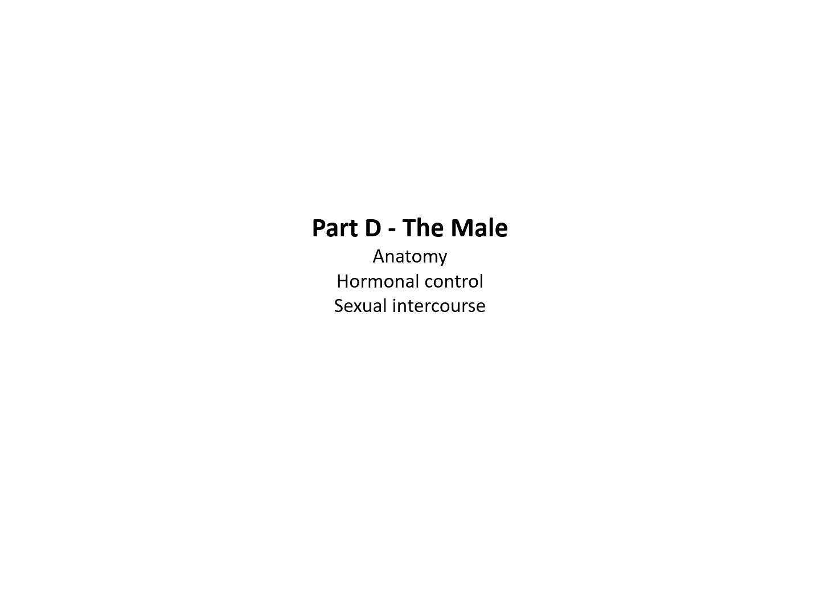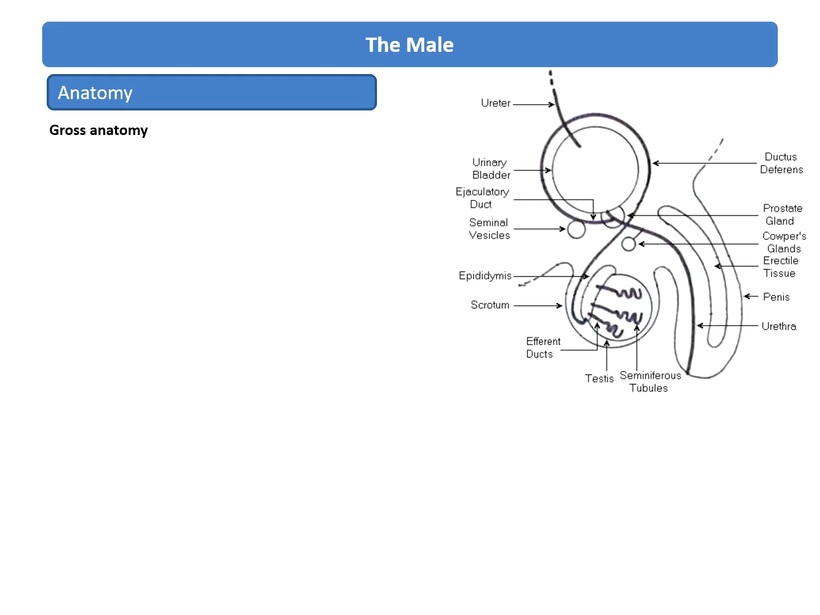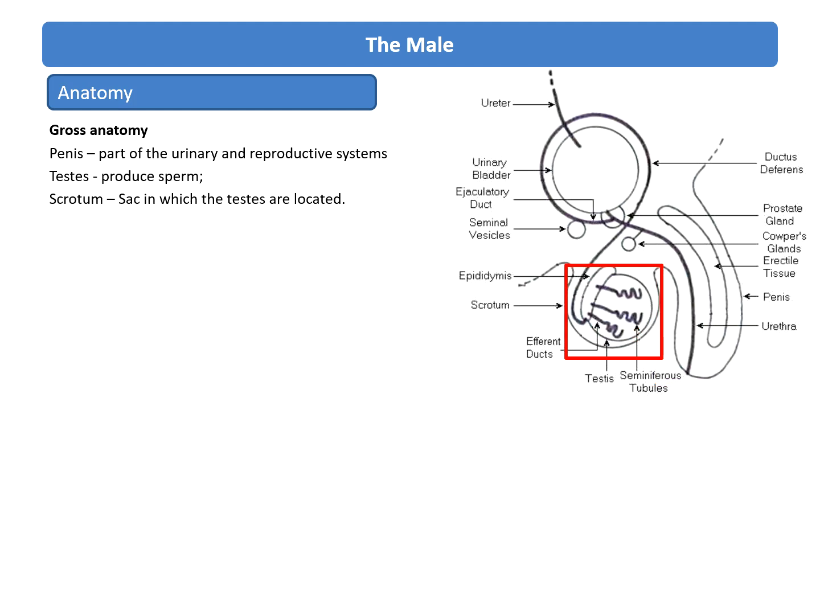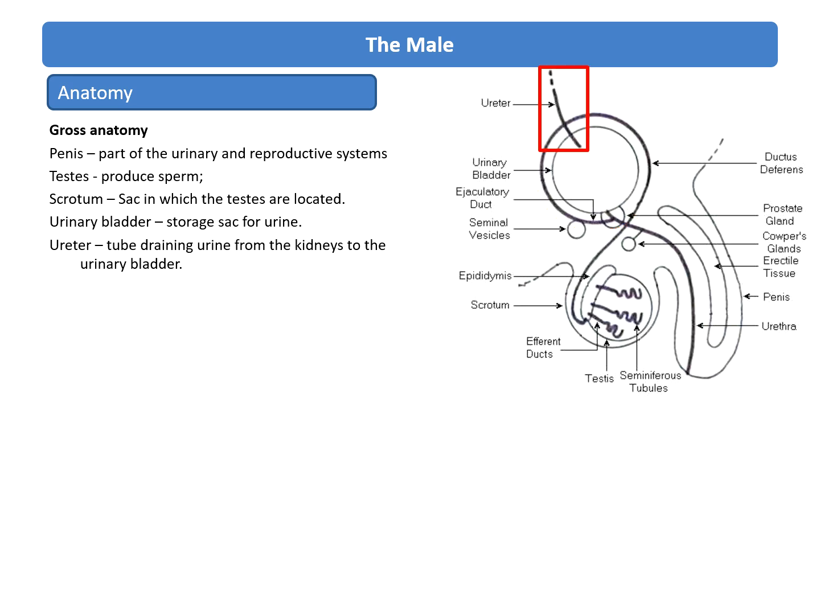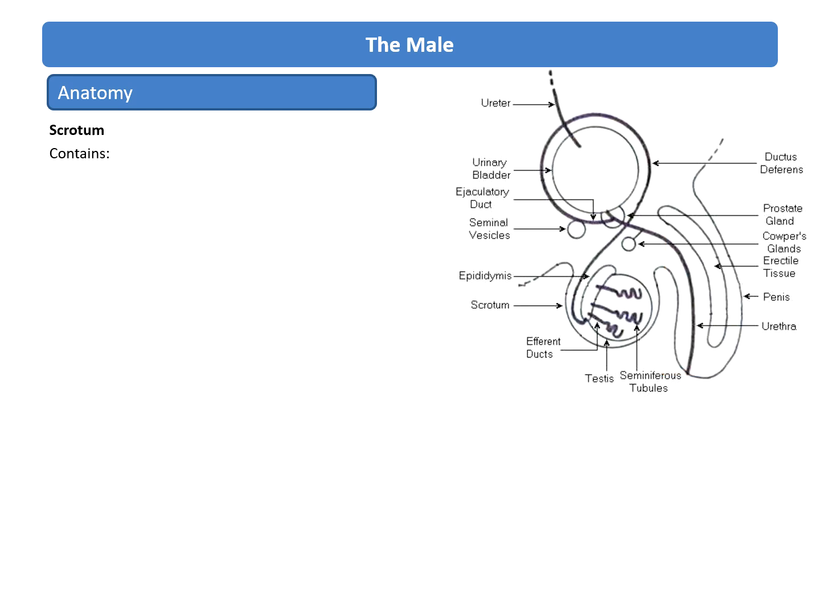Let's progress to the male. The gross anatomy of the male includes the penis, which is part of the urinary and the reproductive system; testes, where sperm is produced; the scrotum, the sac in which the testes are located; and the urinary bladder, the storage sac for urine. The ureter is the tube draining urine from the kidneys to the urinary bladder, and the urethra is the tube draining urine to the outside of the body.